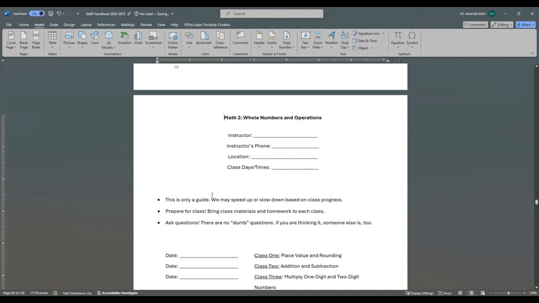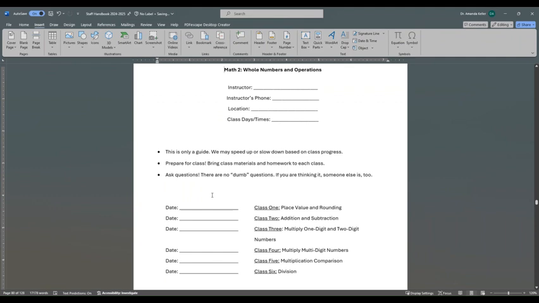And it gives you a syllabus, which you are required to have in a class. If the state comes to observe your class, and they can show up at any moment, they may ask to see a syllabus. They may ask your students to show a syllabus and explain how they use the syllabus. So this is very, very important. On your student syllabus, you need to tell them your name, your contact information, where their class is, and when it is. Tell them that this is only a guide.